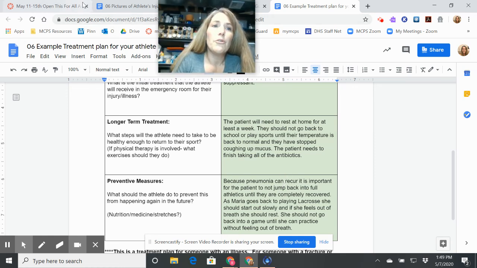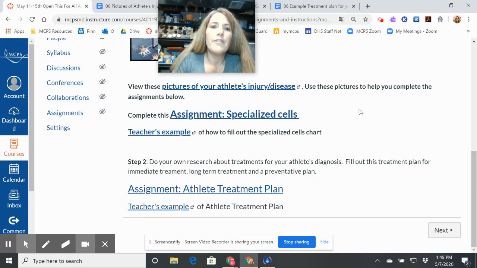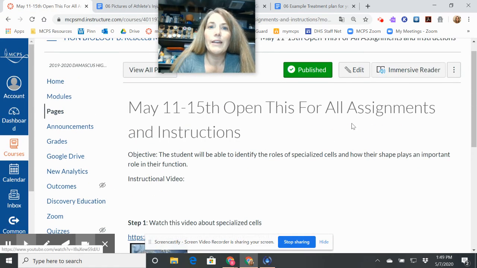So those are your 2 assignments for the week. And this is the end of the human body unit. The following week we will start a new unit.